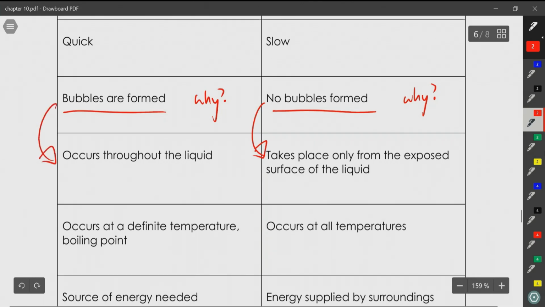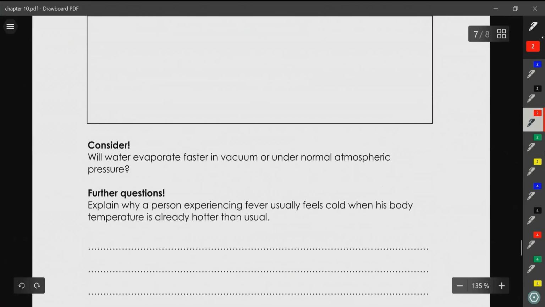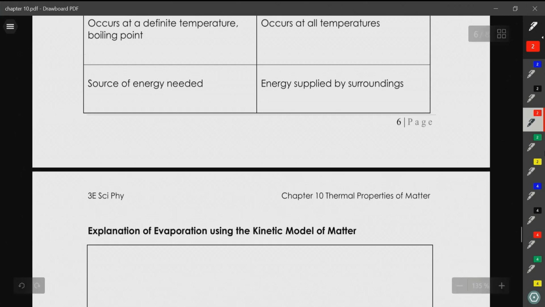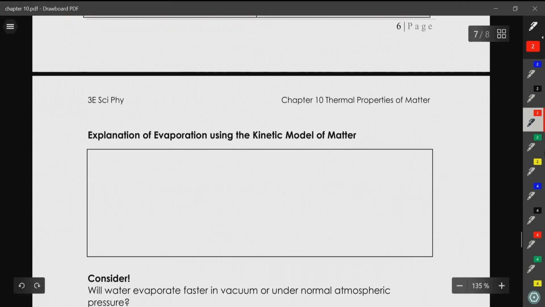Okay, so let's go into the idea of boiling and evaporation. Draw a box here. Explanation of evaporation using a kinetic model, but before we can really understand what's going on in evaporation, we might want to take a look at what's boiling first.